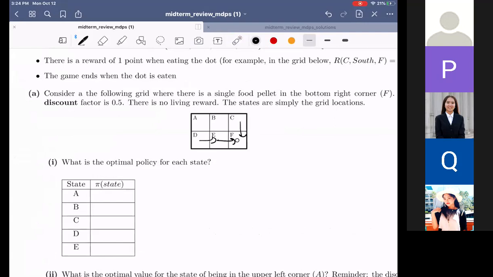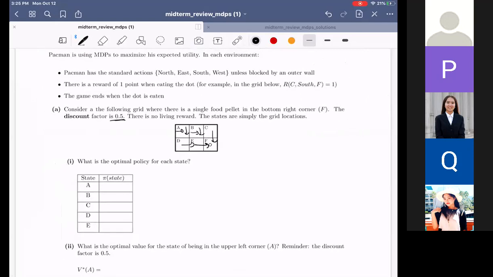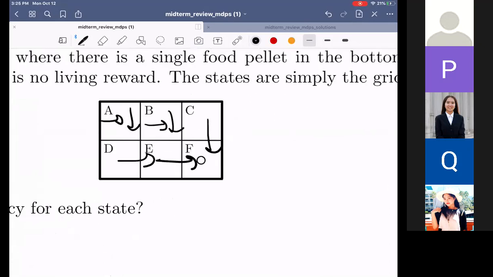Yeah, so for D, we go east. For A, we can go right or down. And for B, we can go right or down. Basically, in every step, we want to get 1 step closer to the goal. The reason this is important is because we have this discount factor, which means that we want to get to the goal, the pellet, as fast as possible. If we take any longer than we're supposed to, that would give us less of a reward because the reward of 1 would be discounted more. So from A, you can go down or right because either way, you're 1 step closer to the goal.